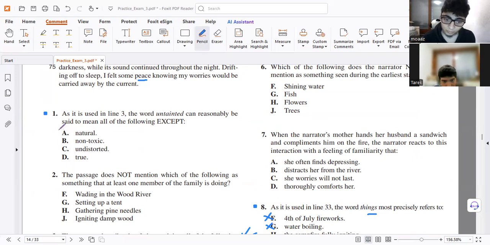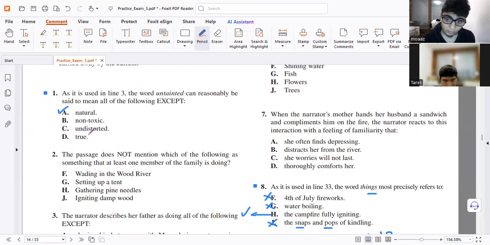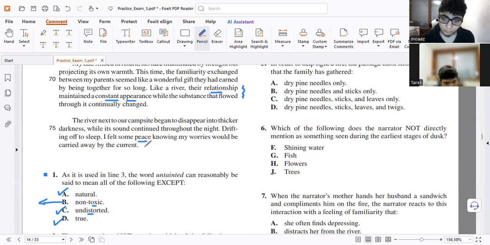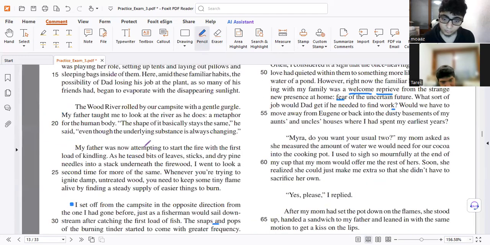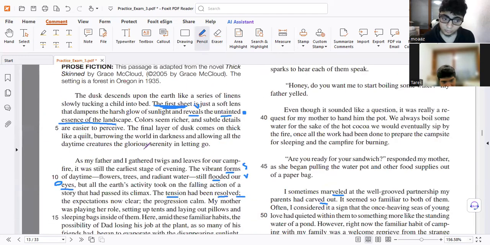So can I say natural? Because it's the essence of landscape. Yeah. You can see not undistorted, just like it's clear, it's clean. It's the essence of, and he said it's clear. It's true, something you see by your eyes. But can I say non-toxic? We are not talking about toxic, about harmful or not. Did we mention anything about the landscape could be harmful?